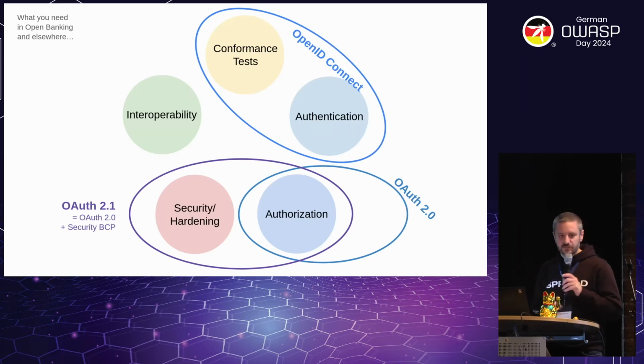Now, one piece is missing in large ecosystems. You need to ensure interoperability. OAuth has a lot of options. You can use various methods for client authentication. There are various security features you can use or want to use or maybe not use.